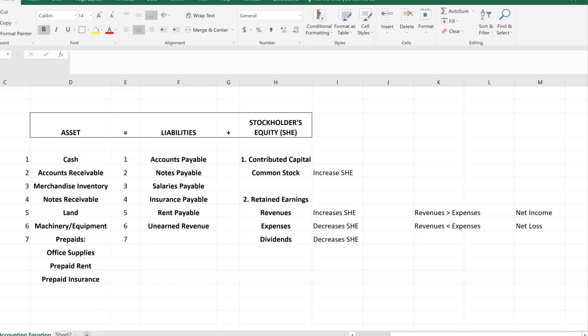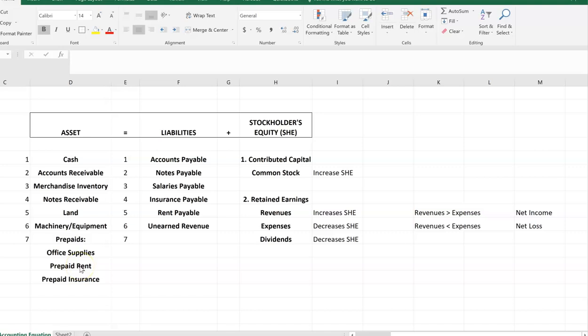So let's talk a little bit about prepaids, because it's going to be very important that we understand how they operate so that we record any transactions involving prepaids accurately. So prepaids are assets that we pay for in advance of use. So let's start with some of the easier ones. I think it's easiest to talk about prepaid rent.